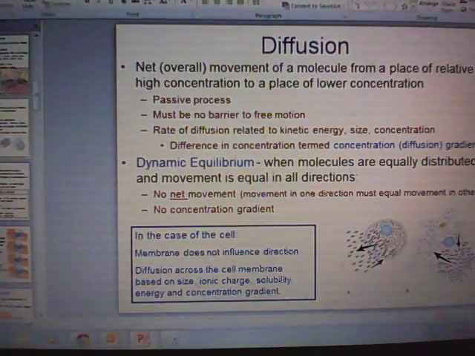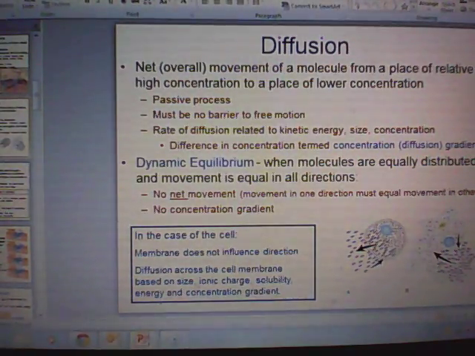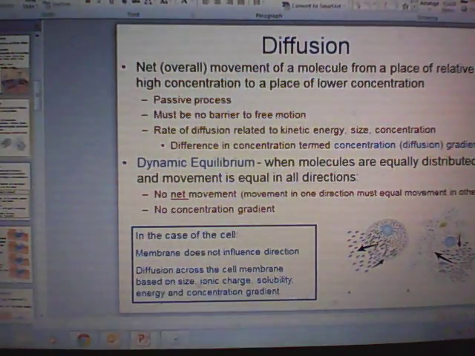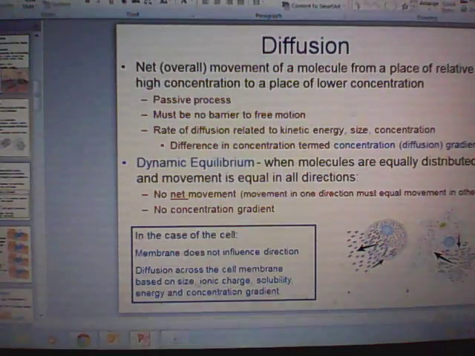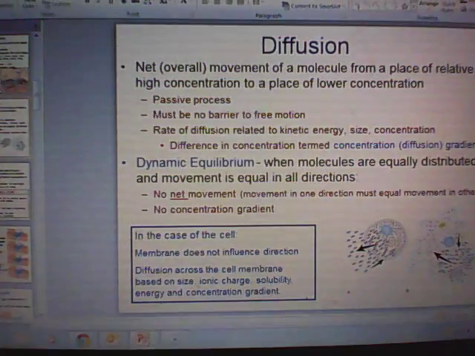So when you have a cell, you have to have diffusion, meaning you have to move things back and forth across the cell. Diffusion is the net overall movement of a molecule from a place of high concentration to a place of low concentration. It's a passive process, so there must be no barrier to free motion. The rate of diffusion is related to the kinetic energy, which you all remember, the movement, how much kinetic energy it has, the size, and the concentration.